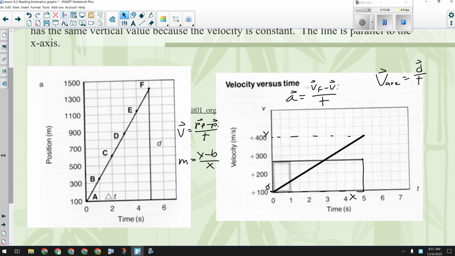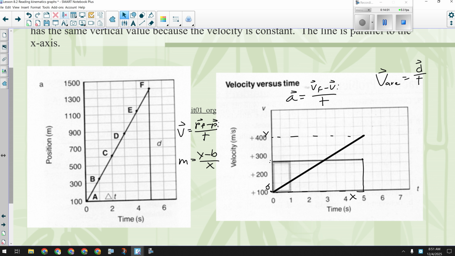Okay? So when I calculated this displacement here for this line, right? It was basically, we just went height, okay, we did the 260 times 5. Did I find the area of that rectangle when I did that? I took the height of that rectangle, 260, and I multiplied it by the base of that rectangle, 5, and I got 1,300 meters.